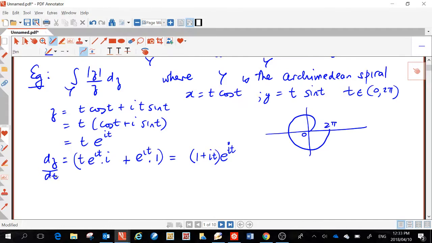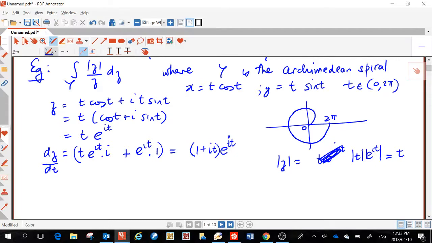And then z is t e to the i t, bar z will be t e to the minus i t. Or mod z will be mod of t times mod of e to the i t. The mod of e to the i t is 1, it's like the square root of sine squared plus cos squared, which is 1. And the t in front is the square root of t squared, which is just t. t is positive here.